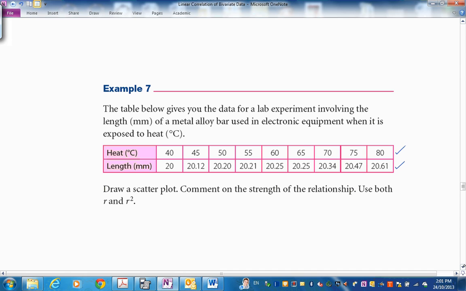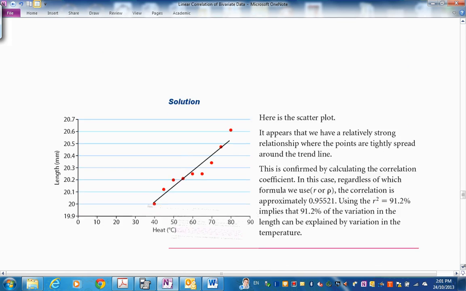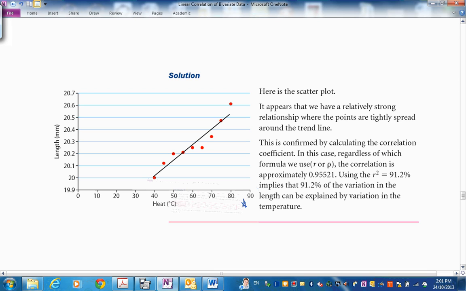So I've given you an idea of how that should look. So here, heat on the bottom, that's the independent variable, and length is going to expand, get longer, so that's dependent. There's the scatter plot. The line doesn't fit very well, does it? Relatively strong relationship, they've said here. Moderate to strong, I would have said. I don't know. Does that agree? Oh, no, the R squared comes up as 91.2, and so you would say that was strong.